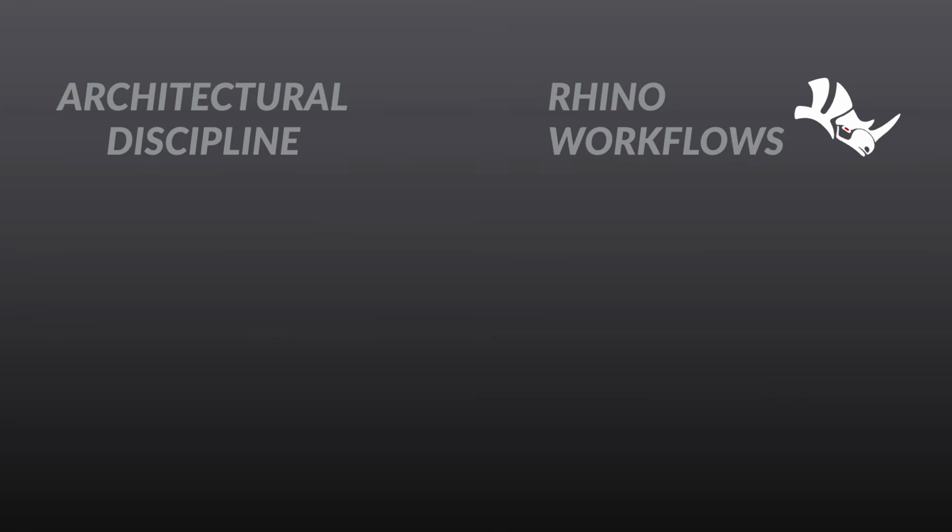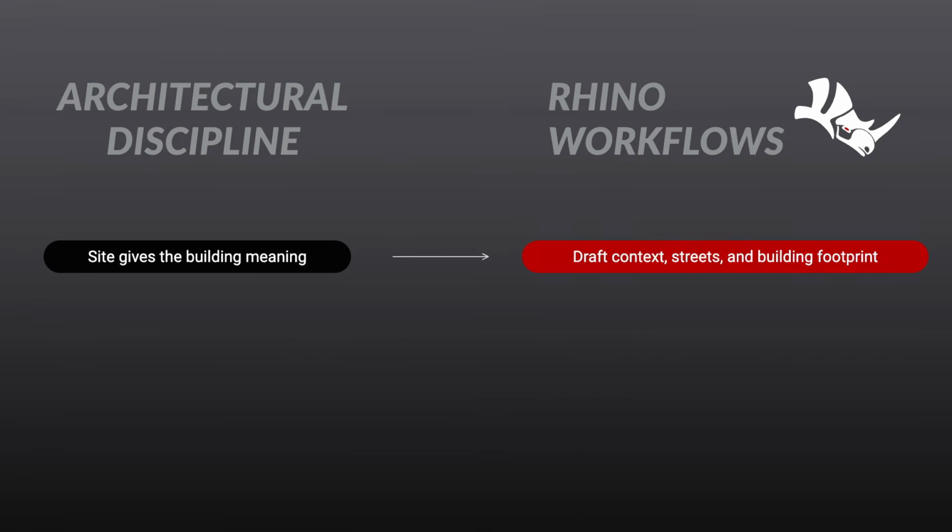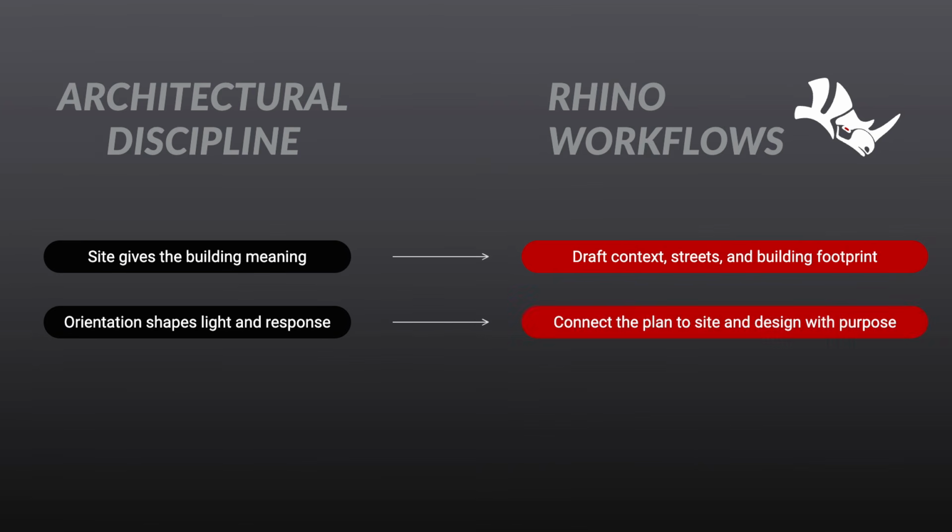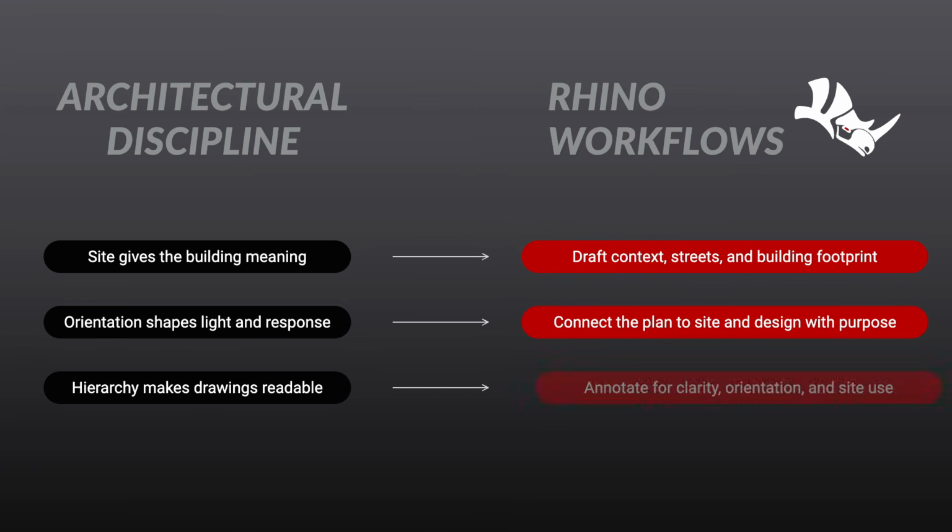Now, let's pull everything together. Site gives the building meaning, so we learned to draft context, streets, and building footprint. Orientation shapes light and response, which helped us connect plan to site and design with purpose. And hierarchy makes drawings readable, so we learned to annotate for clarity, orientation, and site use.